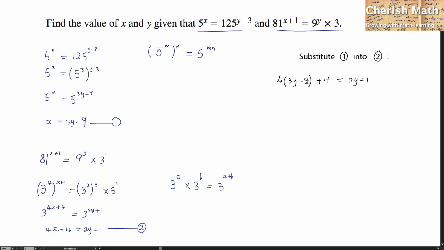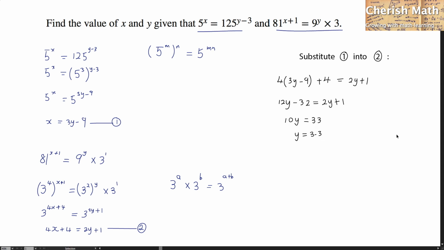We are trying to expand this part and add up the 4. That would be 4 times 3y is 12y. 4 times negative 9 is actually negative 36, plus the 4 that turns negative 32, and the same as 2y plus 1. So the final step, 12y minus the 2y is 10y. 1 plus 32 is 33. So the value of y that we got here is 33 divided by 10, which is in fact 3.3.